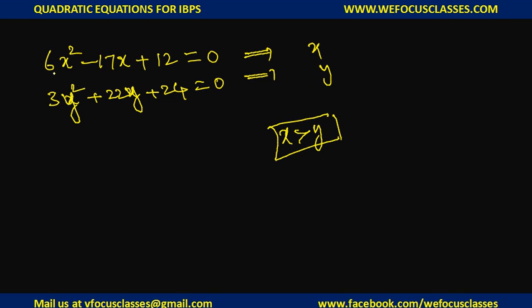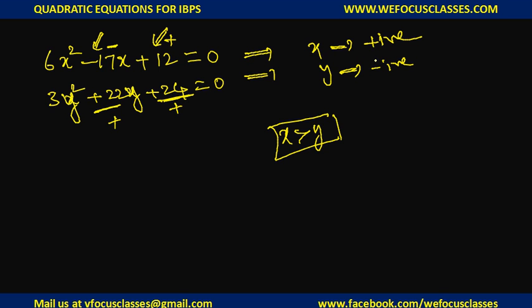How? See friends, when 6x square minus 17x plus 12 is given, what is the symbol of C? Positive. What is the symbol of B? Negative. When C is positive and when B is negative, how the roots will be, friends? Positive roots. Roots will be positive. Fine. And 3y square plus 22y plus 24. C is positive and B is positive. Then how will be the roots, friends? Root will be negative. Means without finding the roots, we can tell the nature of the roots.